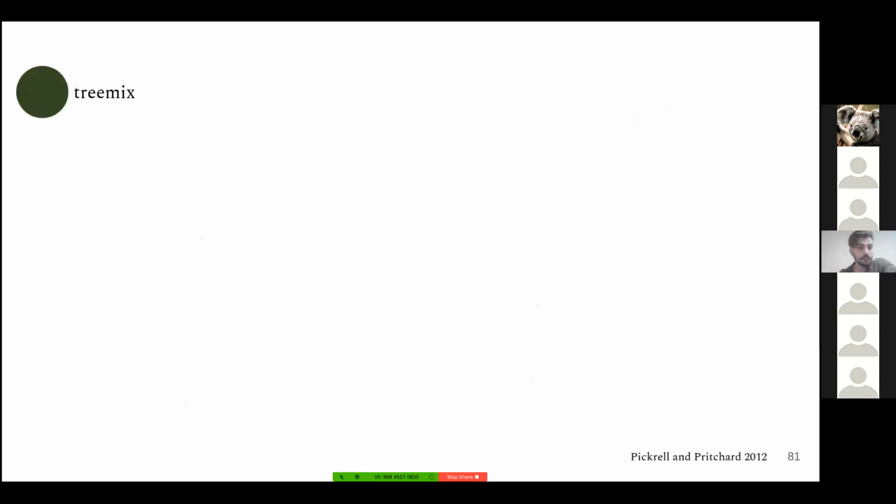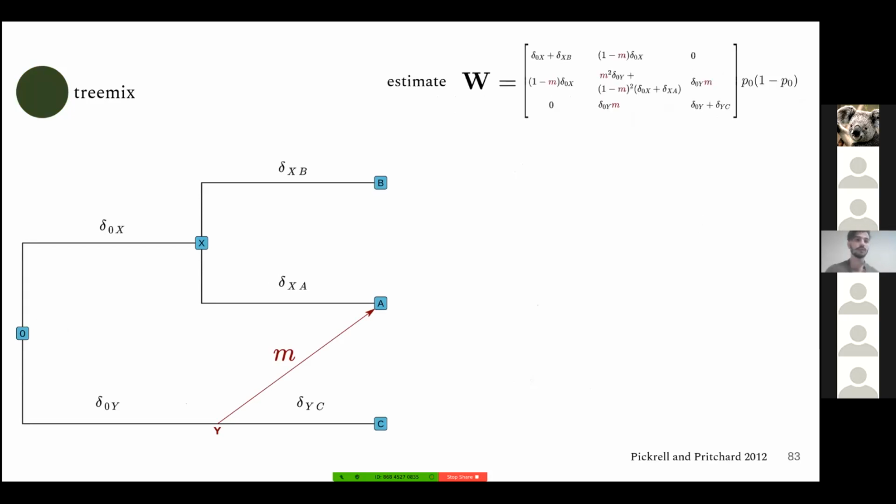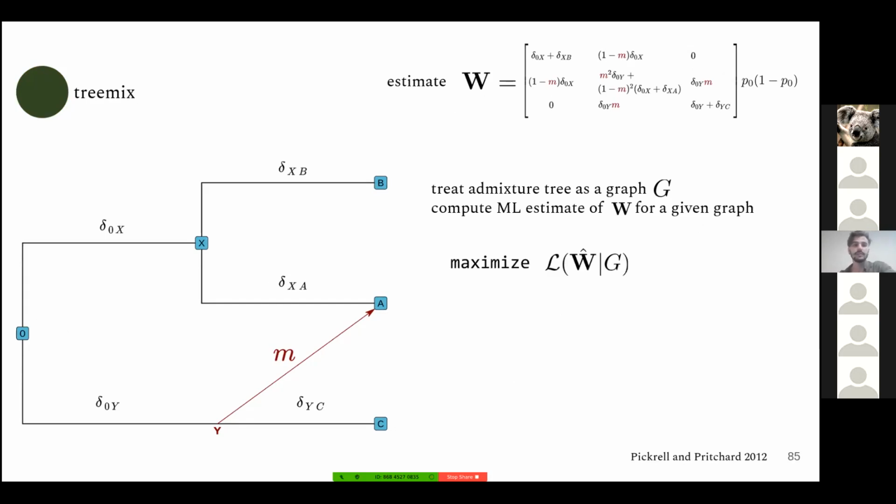Well, so far, none of the previously mentioned estimation methods takes admixturing into account in an explicit manner. So the software TreeMix does and computes a covariance matrix by explicitly modeling and estimating migration. The goal of the TreeMix method is to estimate W, the theoretical covariance matrix that we saw previously. And this is done by treating the admixture tree as a graph G and computing a maximum likelihood estimate for W for a given graph G. So the general idea is to maximize the likelihood of a covariance matrix for a given admixture graph.